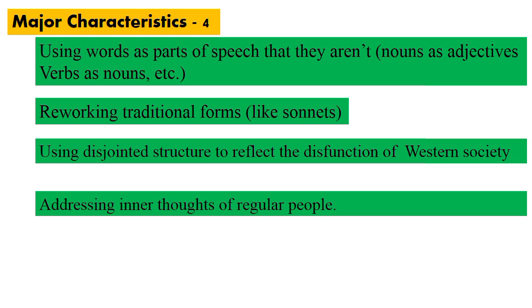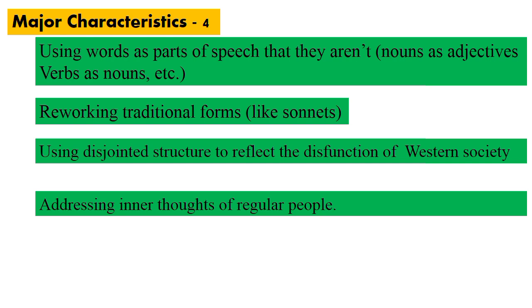They reworked traditional forms. They used the sonnet. We looked at Design by Robert Frost, where he changed the traditional form of the sonnet into something completely different. They used disjointed structure to reflect the dysfunction of Western society. One of my favorite poems, The Wasteland by T.S. Eliot, is a modernist work, and the whole poem seems to have no central theme or no central image that it's focusing on, but the focus is the disjointed structure and the dysfunction and crumbling of Western society.